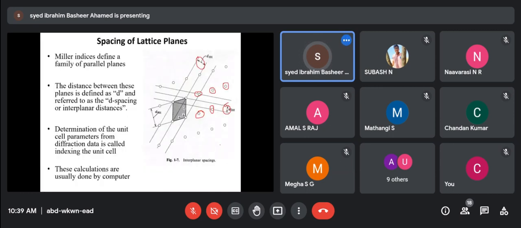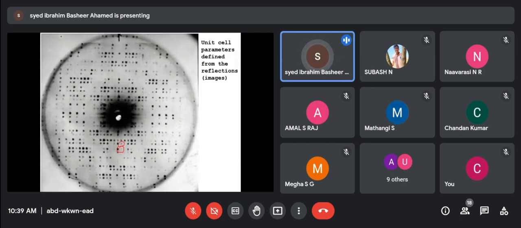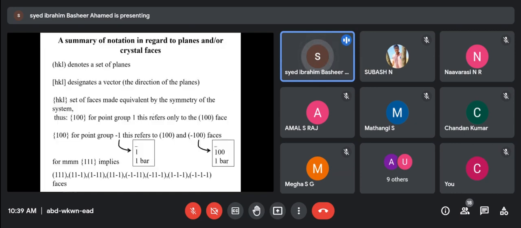Whatever lattice points you have, they will have a diffraction pattern just like this. From this, you can find out what is the A axis, the B axis, the C axis, all those things. The HKL denotes a set of planes, the square bracket denotes a direction, and the parenthesis (HKL) is telling you the phases.